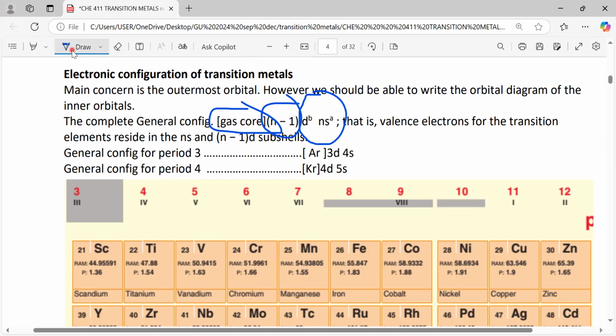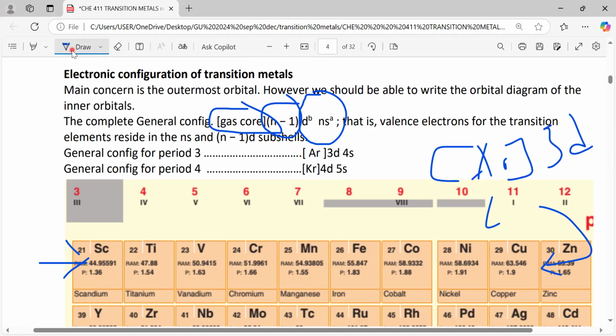For period 4, the noble gas core is argon, then 3d, 4s. The n corresponds to the period, not actually the group but the period. So this is period 4, so our d is 3d, and the other one becomes 4s.